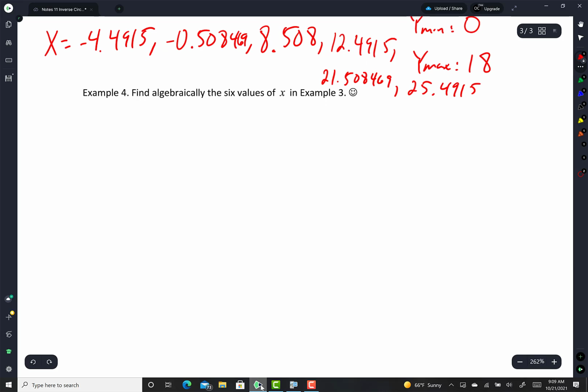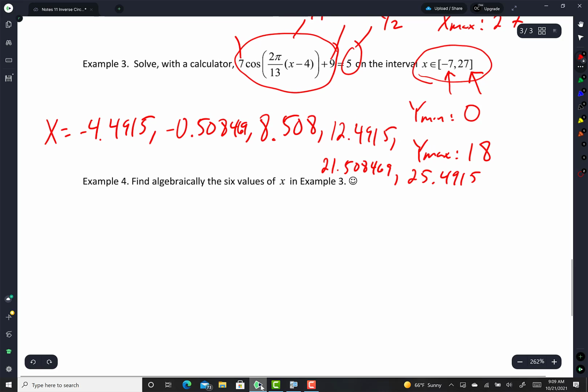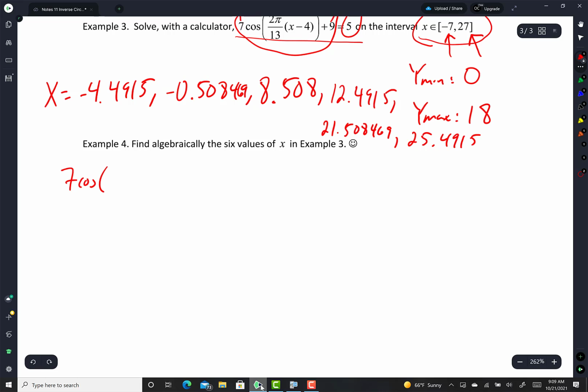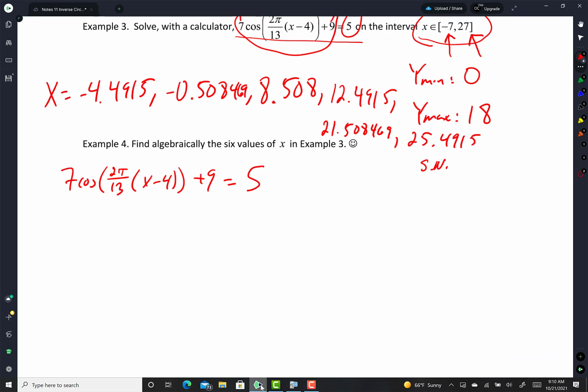Where it says find algebraically the 6 values of x in example 3, start by writing this expression again. I'm going to write 7 cosine of 2 pi over 13 times (x minus 4), close parenthesis, plus 9 equals 5. So write that. As a side note, who can tell me the period of this function on the left? Perfect, the period is 13.